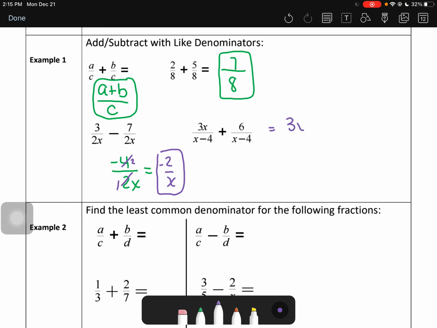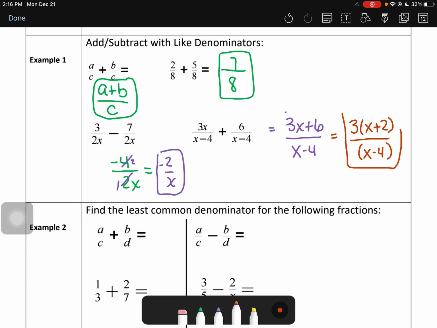In the next example, we have 3x plus 6 as our numerator, and then we have x minus 4 as our denominator. Taking a look at both of those, we can take out the greatest common factor for the numerator, which would be 3, and our denominator can't be factored, so we're going to put it in parentheses. In this case, I could not simplify the numerator and denominator at all, but it's still important for us to factor because there are times when it can be simplified.